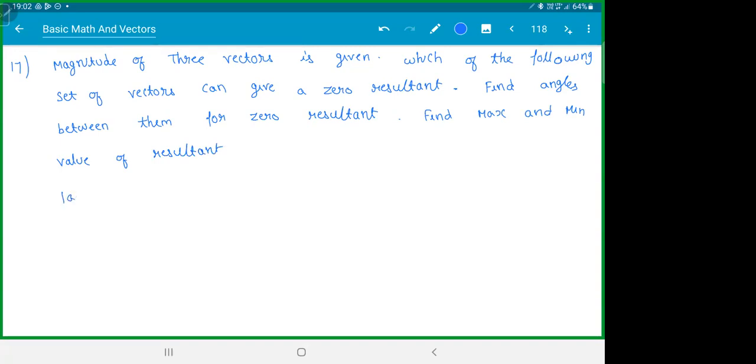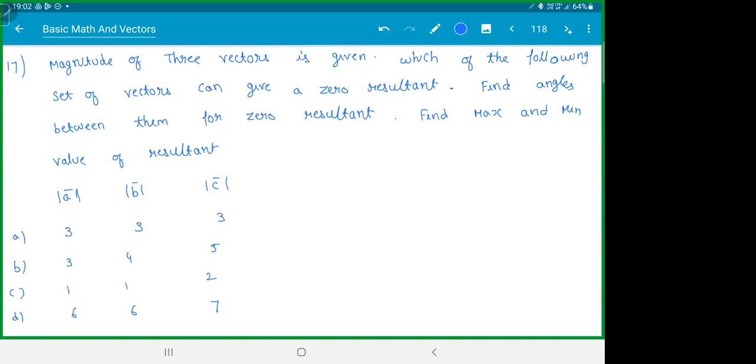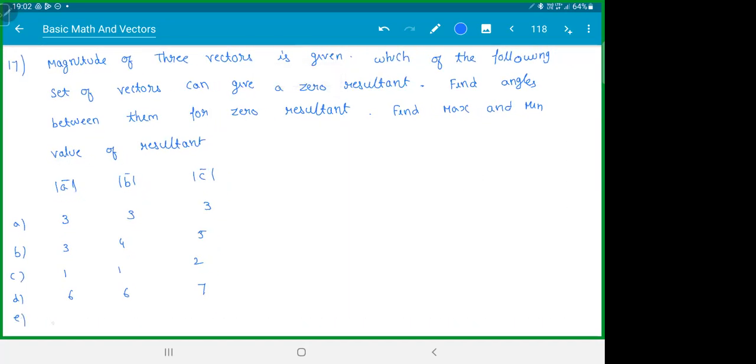Example, this is the thing. So vector A bar, vector B bar, and vector C bar. 3 vectors are given, magnitudes are given. 3, 3, 3. All 3 vectors have the same magnitude. You take any angles you want, any direction between them. Can we get a 0 vector? Then what is the angle between them? What is the maximum and the minimum value of these 3 vectors? Add them in any way you want. 3, 4, 5. 1, 1, 2. 6, 6, 7. 3, 3, 8.